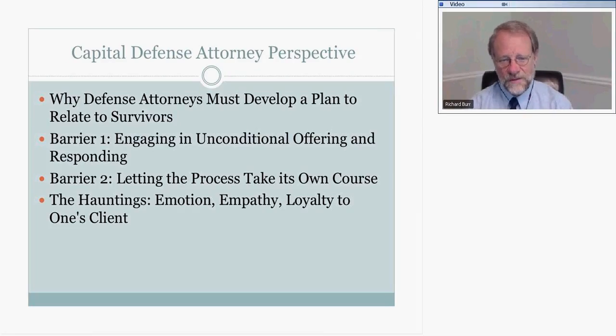That's what I mean by letting the process take its own course. We are not patient people, we defense lawyers. I suspect prosecutors aren't either. We want results, and we want material and information and things to work with that will help our client. And even the best intended of us get impatient and try to push our victim outreach specialists to do things that are actually contrary to our ultimate interest, which is the development of a relationship, but we do it anyway.